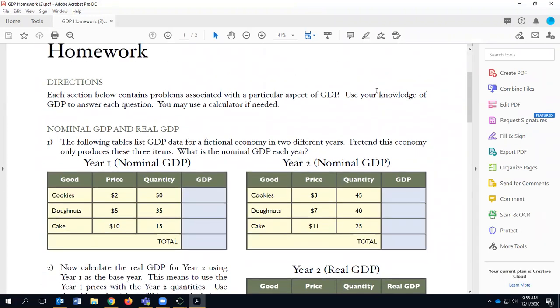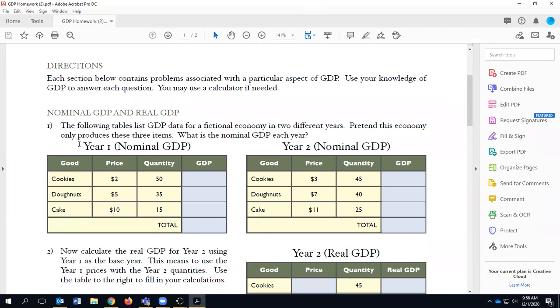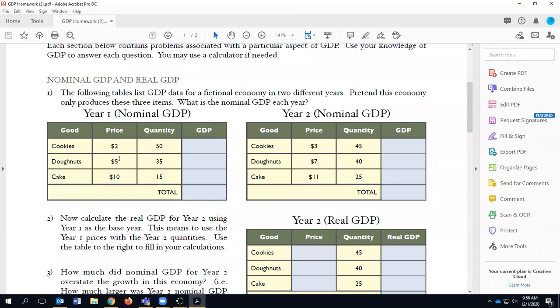All right, so our directions. Each section below contains problems associated with a particular aspect of the GDP. Use your knowledge of GDP to answer each question. You may use a calculator if needed. I just handed those out. The following tables list GDP data for a fictional economy in 2 different years. We're going to pretend this economy only produces these 3 items, which would be a really poor economy. So what's the nominal GDP each year?